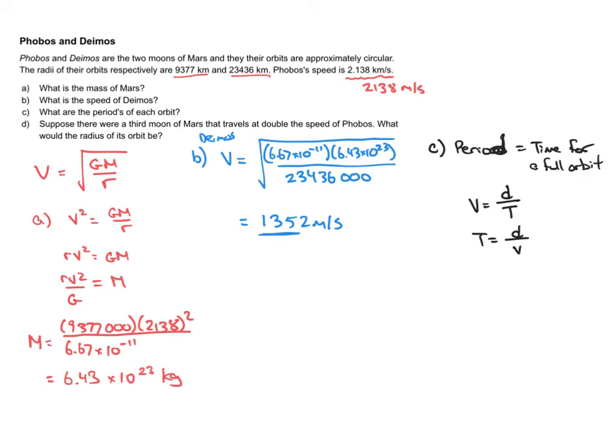Now in this situation, since it travels in a circle, one full circle, the distance will be equal to the circumference. And the circumference of a circle is 2 pi r. So those are the values I'm going to sub in here. 2 pi, the radius, big number. Oh, I guess I have to choose which planet I'm doing. Let me do Phobos first.